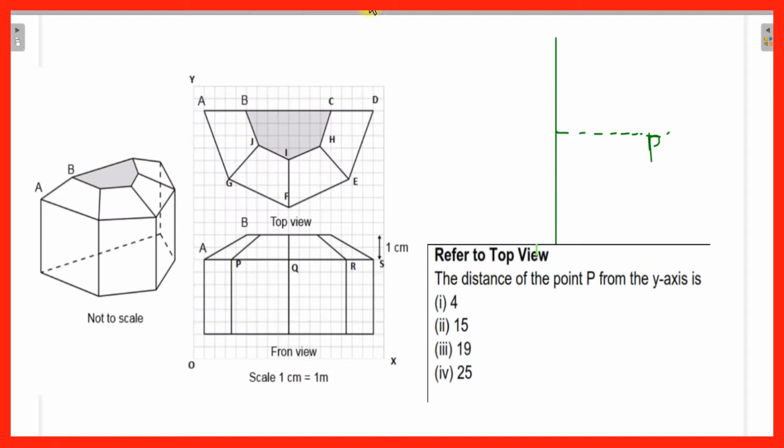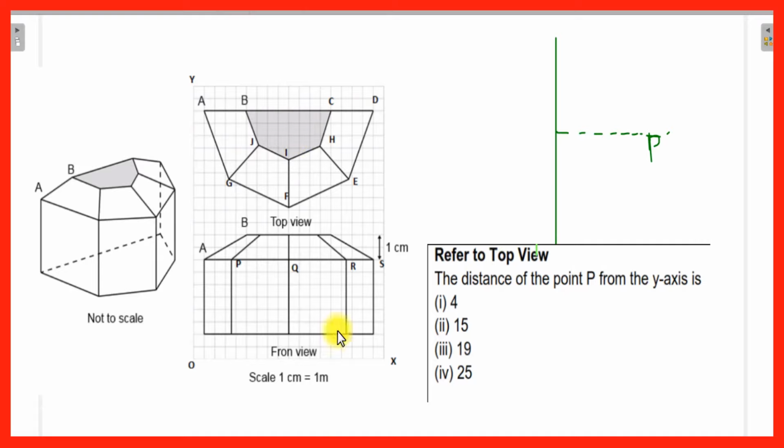Now let us see the second question. The distance of the point P from the y-axis is. You have to refer to the top view. This is the top view, and you have to refer to the top view.